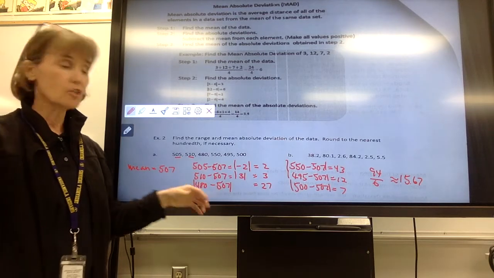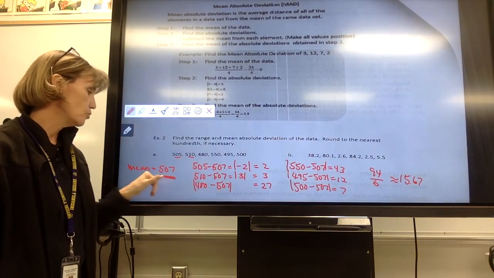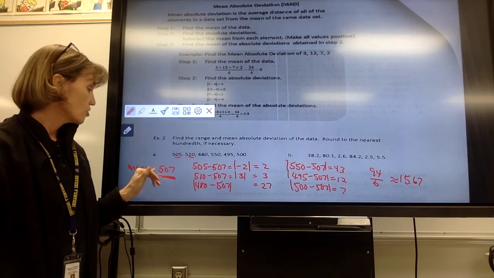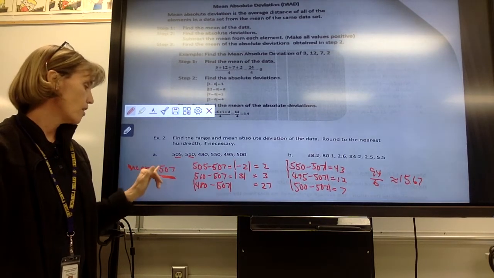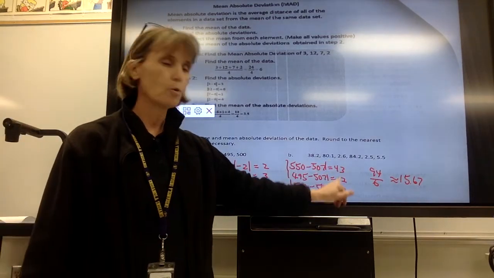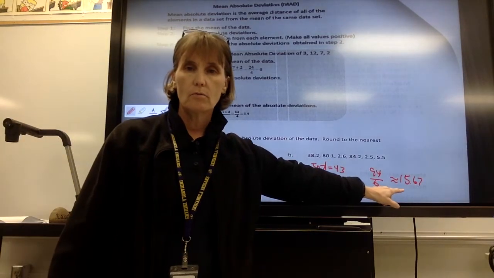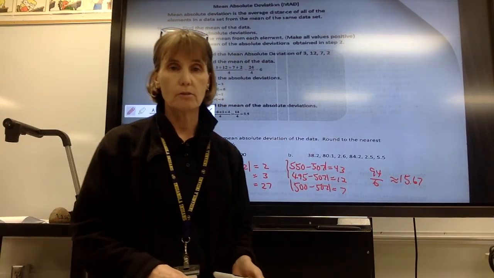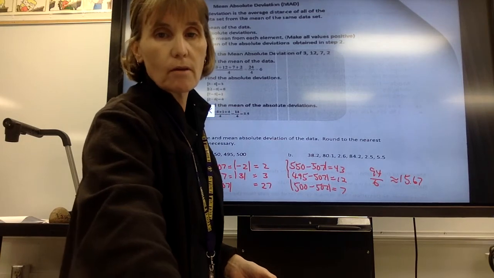Now, obviously, this is going to change depending on what you round this to. I believe your worksheet asks you to round to the nearest hundredth. So if I had left this as 506.67, it would have changed these values up. You would have had to work with a decimal, but you would still follow the same process to find that mean absolute deviation. Okay? Give that worksheet a chance.